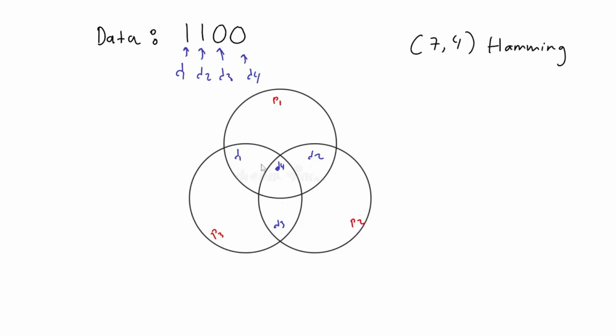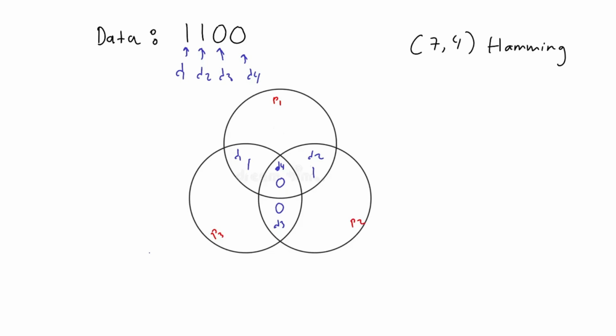So let's find our parity bits once we input our data. Let's put in 1 for D1, 1 for D2, 0 for D3, and 0 for D4. So like that, we've inputted our data. Now let's find our parity bits.